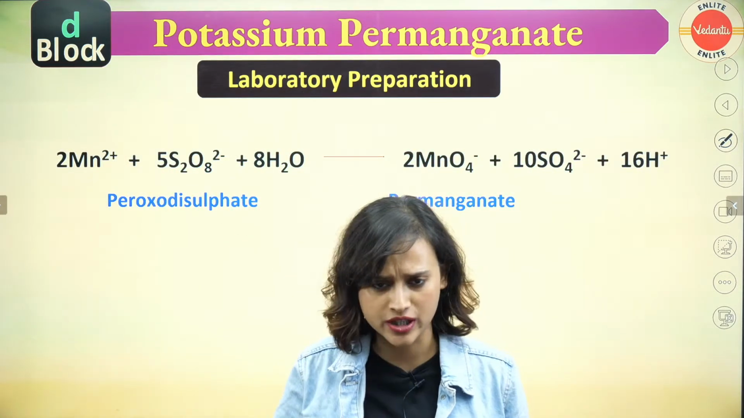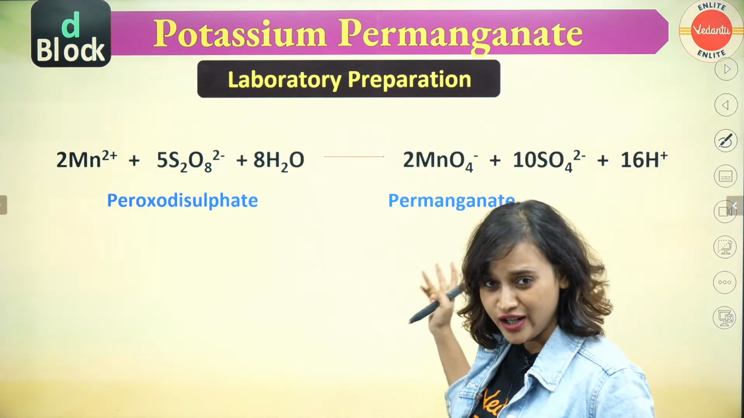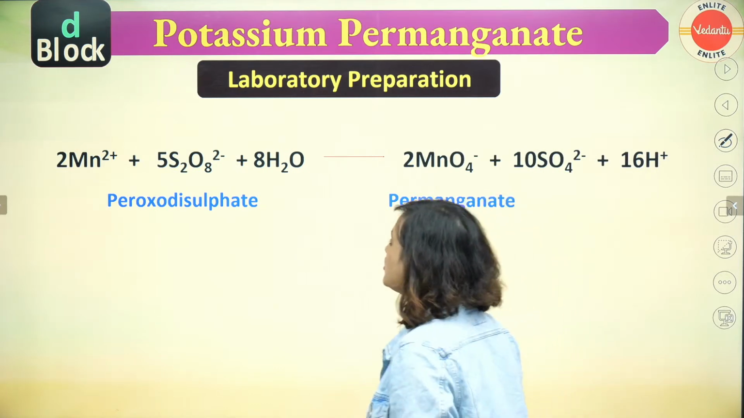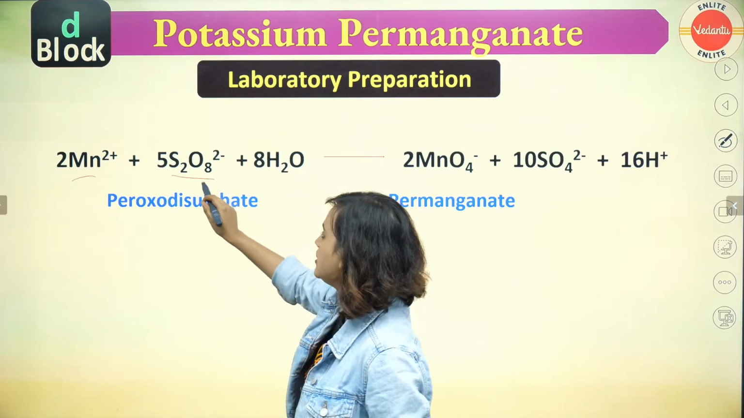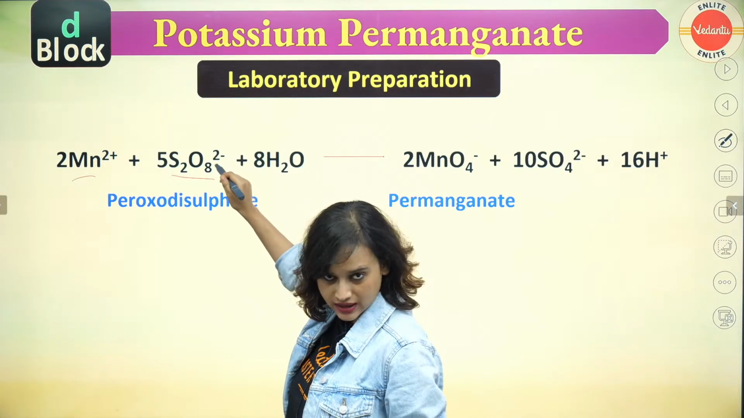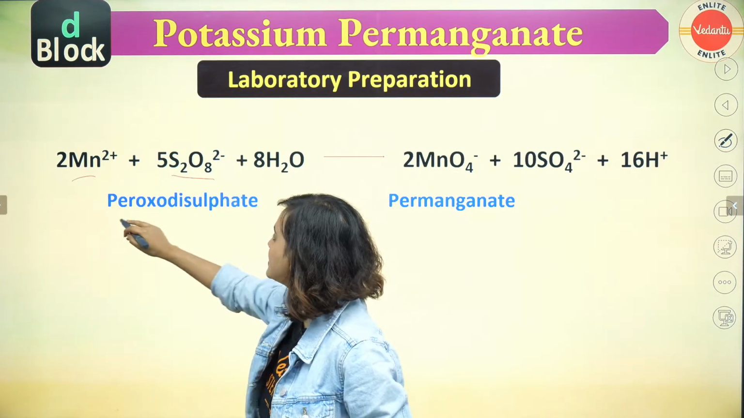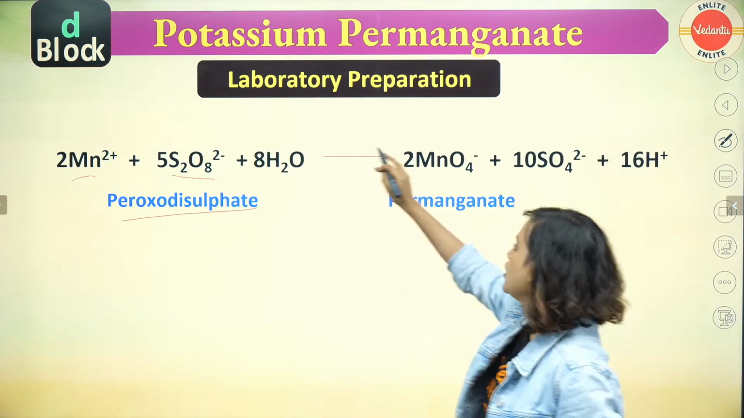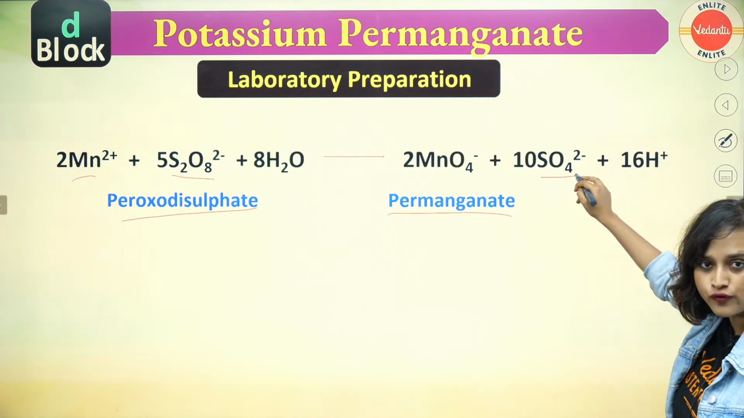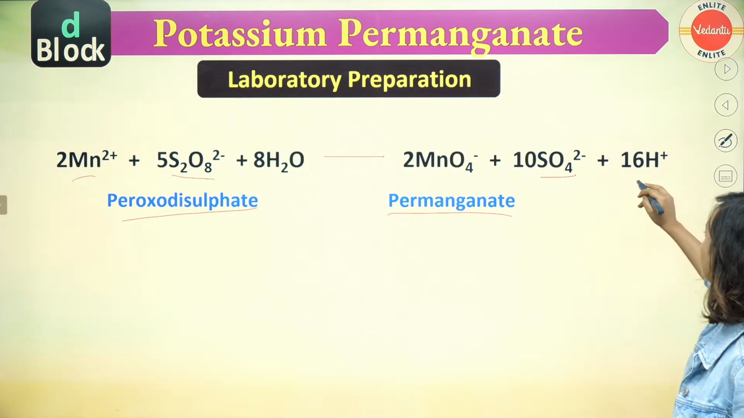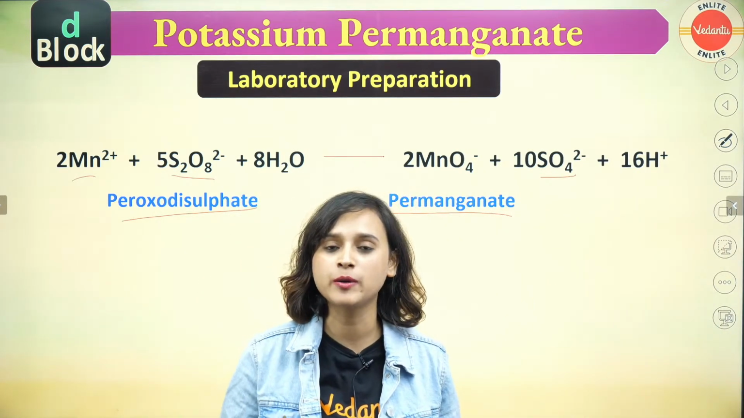Now laboratory preparation. This is also very easy, my dear students. The moment you look at it, you can understand that it is very easy. See, what did we do? Mn2+, and then we have peroxodisulfate, this S2O8 2-, this is your peroxodisulfate, everybody. What will you get here? You are getting permanganate and sulfate, SO4 2-, and you are getting H+ ions. That's your laboratory preparation.